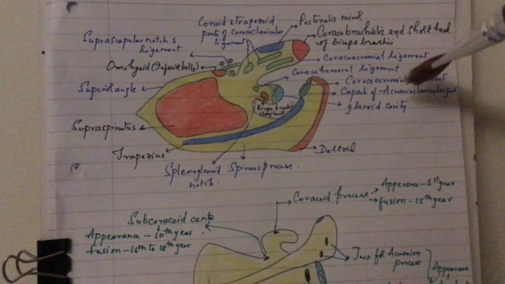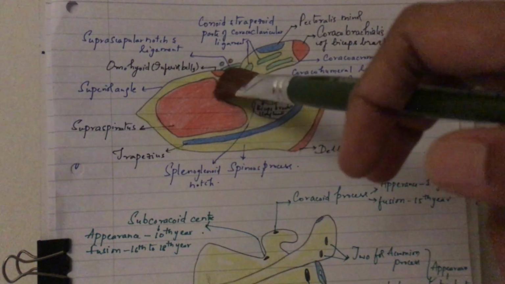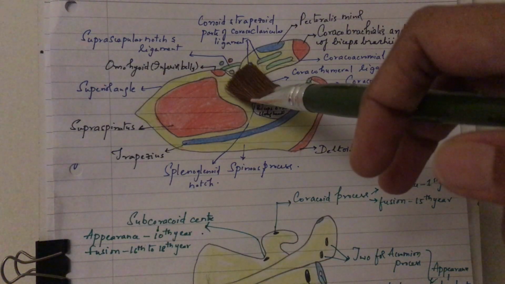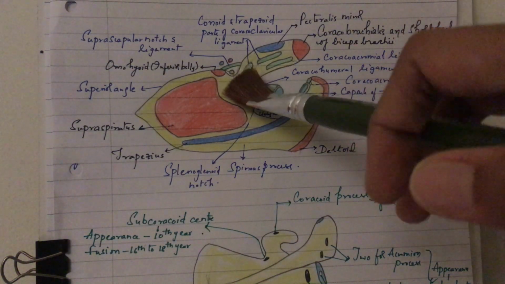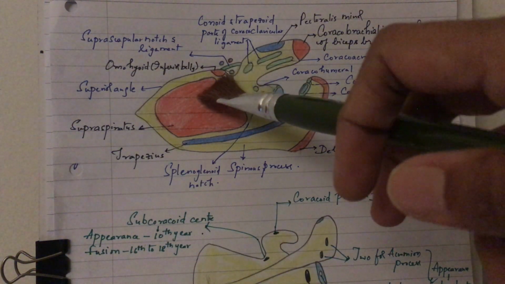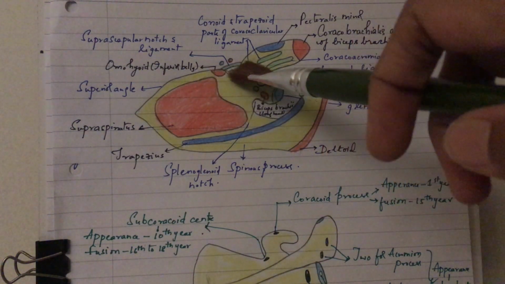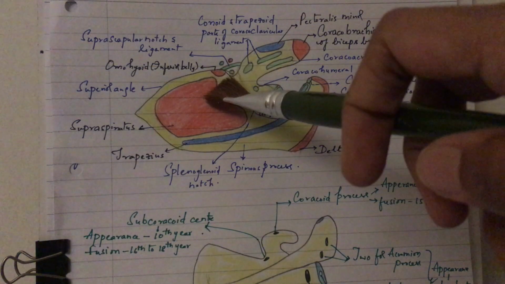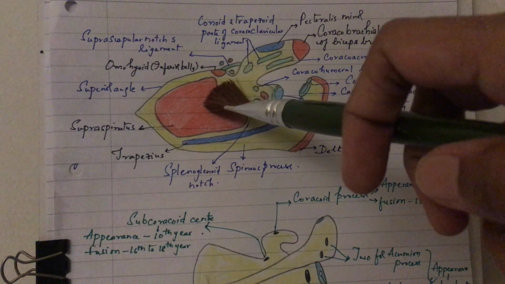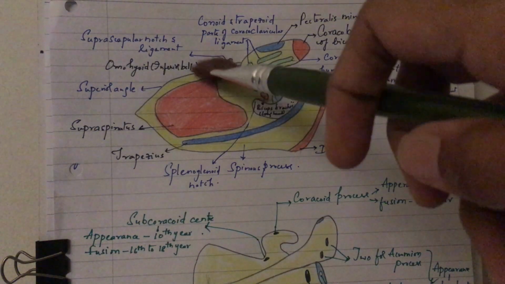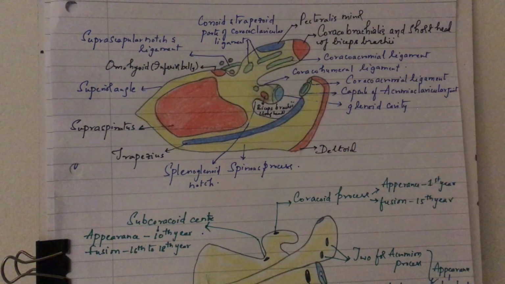Then we have a transverse ligament, which bridges the suprascapular notch and converts it into a foramen which transmits the suprascapular nerve. This is the suprascapular notch. It is covered by a transverse ligament. It transmits the suprascapular nerve, and the suprascapular vessels lie above the ligament.